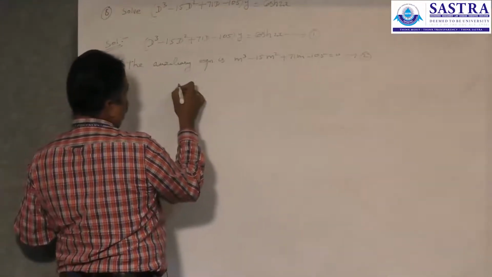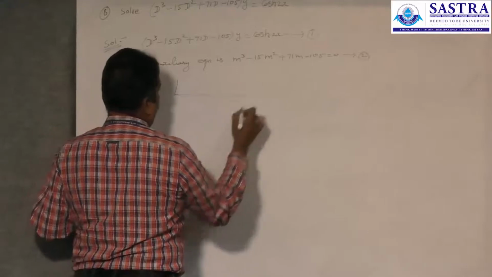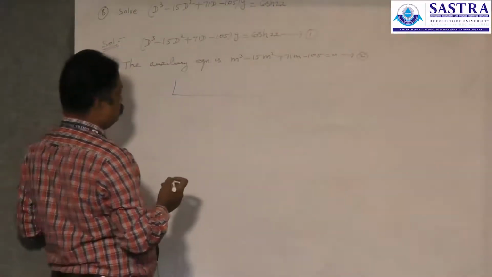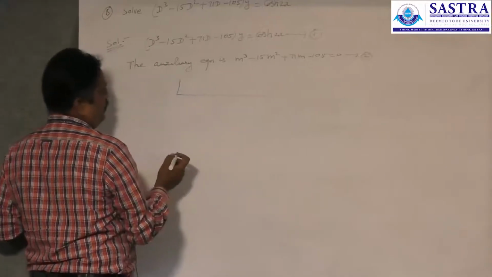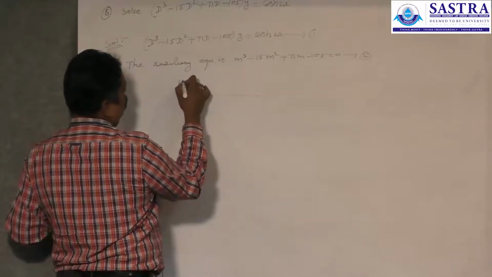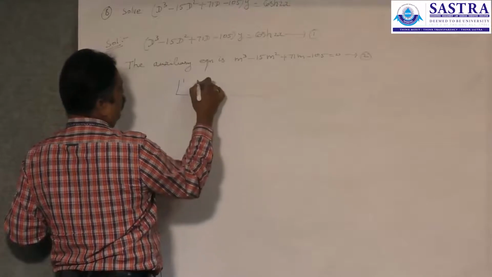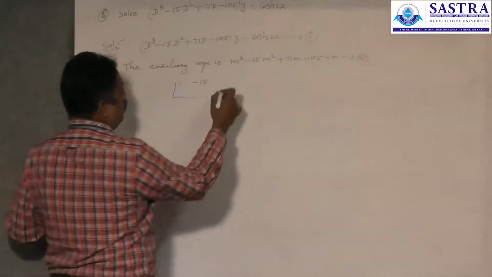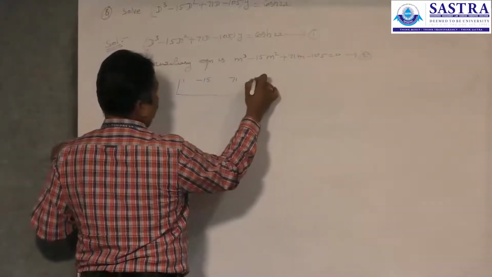Now let us solve this cubic equation. To solve this cubic equation, we have to go for synthetic division. So let us perform synthetic division. Write out the coefficients. The coefficient of m cube is 1. Coefficient of m square is minus 15. Coefficient of m is 71. The constant term is minus 105.